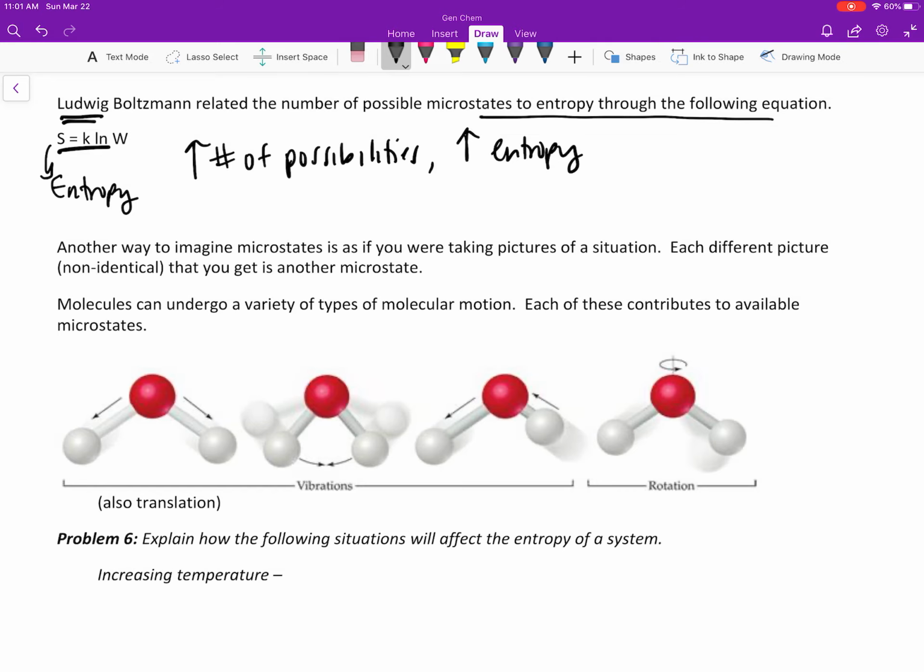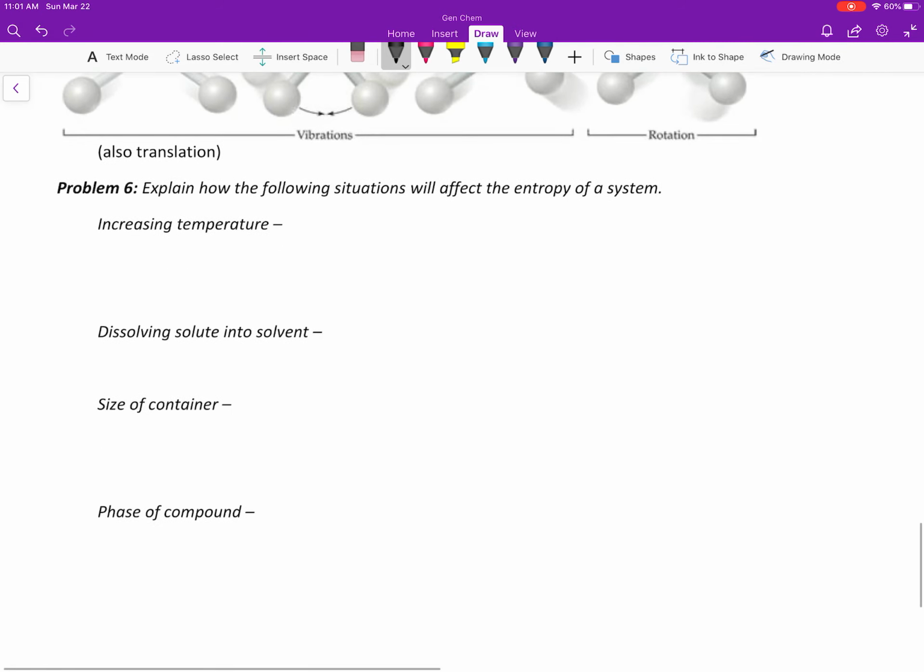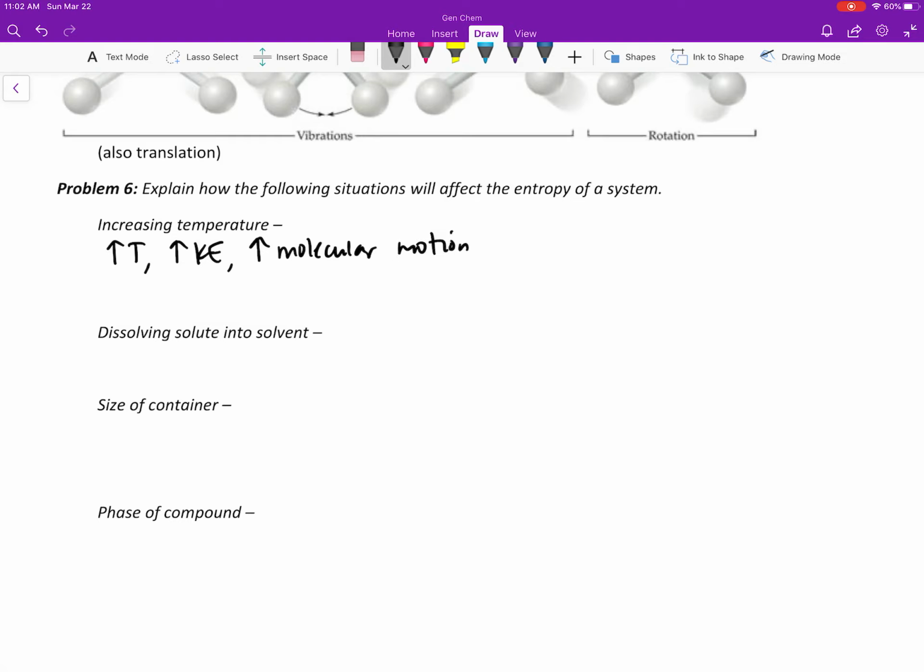So explain how the following situations, thinking about what we just talked about, would affect the entropy of the situation. So if I increase the temperature, we're going to increase kinetic energy, which is increasing molecular motion. Because the molecules are moving more, this is going to cause an increase in entropy. So we're just building on all those things we've learned about. We've already learned the first 3.